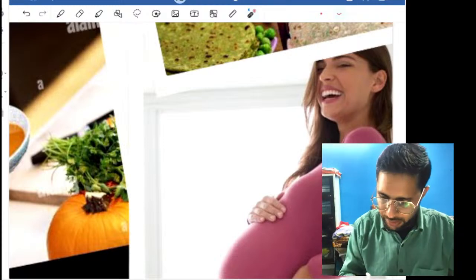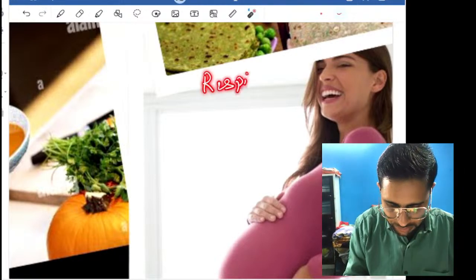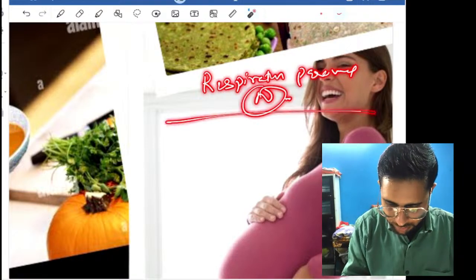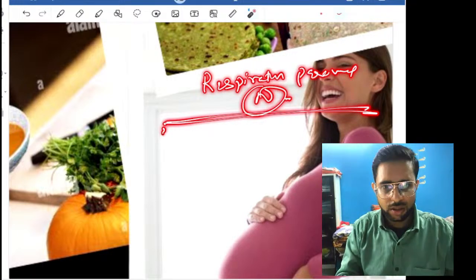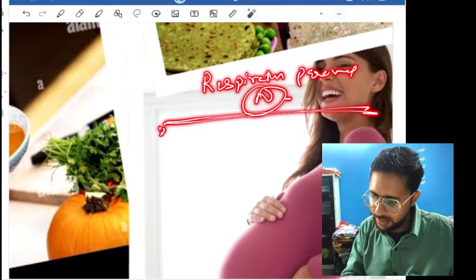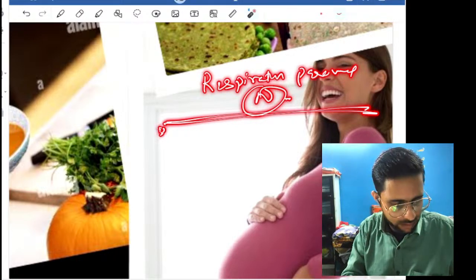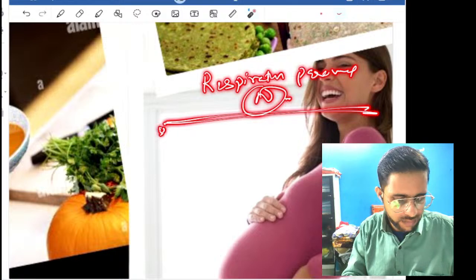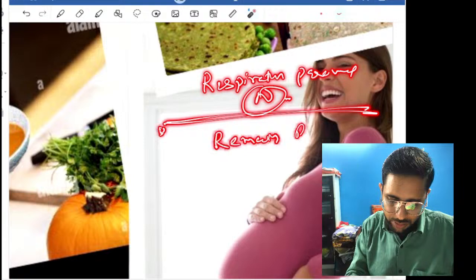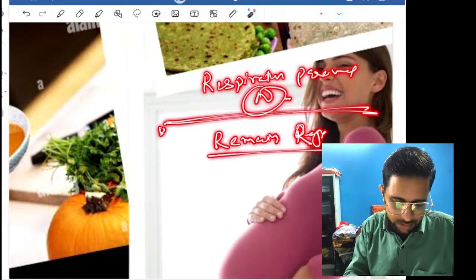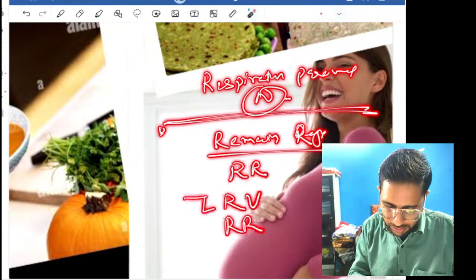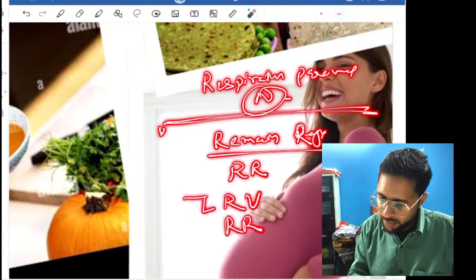So which respiratory parameters are normal in pregnancy? Tell me in the chat box. Just revise, use your active recall, those who attended our yesterday's session. Which parameters remain the same, remain normal in pregnancy? Yes, this is the trick. Respiratory rate is the same. Inspiratory reserve volume is the same. Just double this R and just add a C after V.